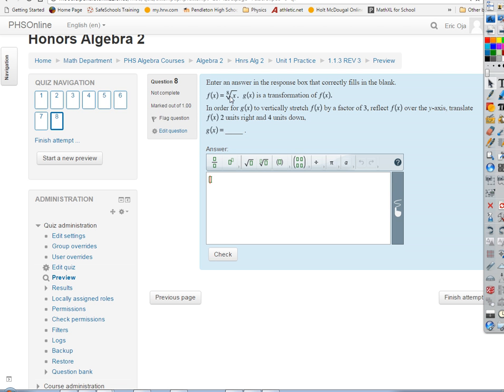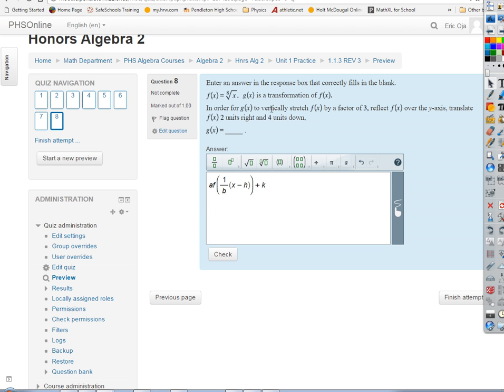And then finally here we've got an eighth root of x. We want to do a couple things. We want to vertically stretch by a factor of 3, reflect over the y-axis, translate right and down. So let's go ahead and do this one. We'll start with the template. So a times f of the quantity 1 over b times the quantity x minus h, plus k.